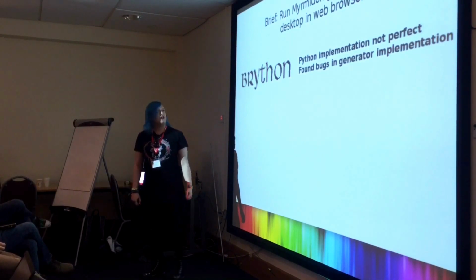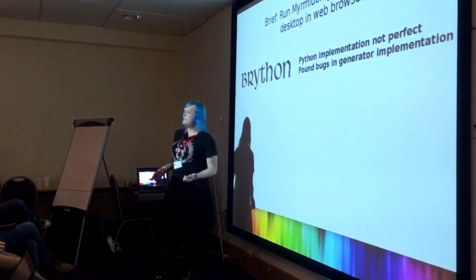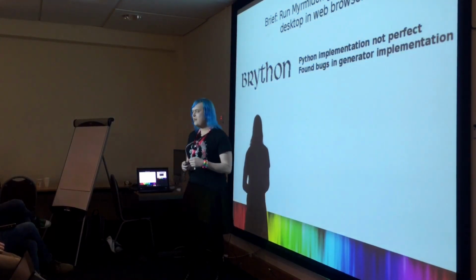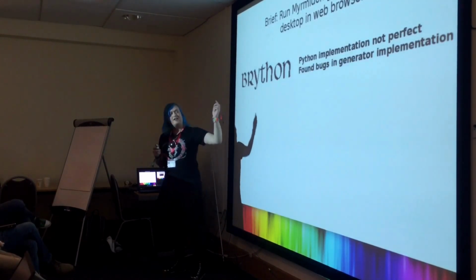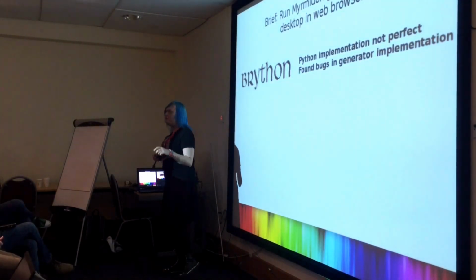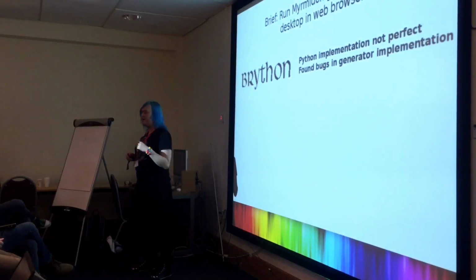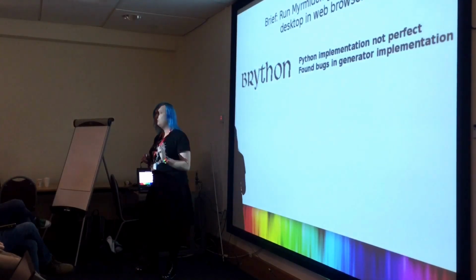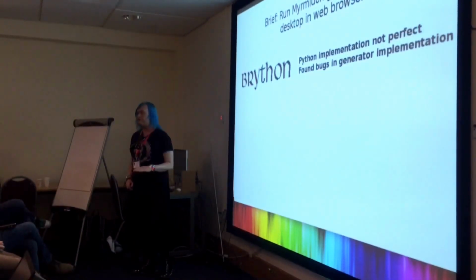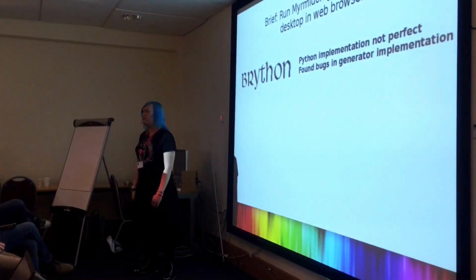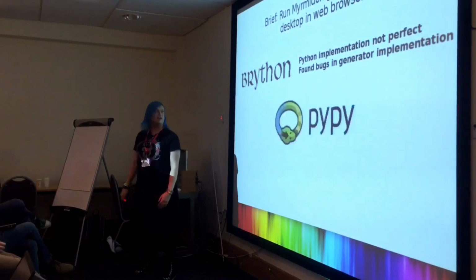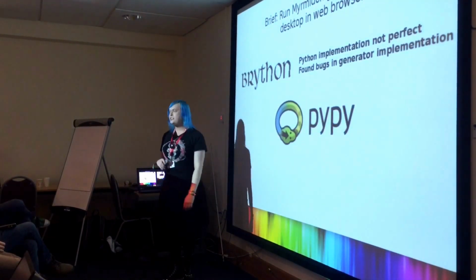So first I looked at Brython, and Brython is a re-implementation of Python in JavaScript, and it's pretty cool. It runs really fast, and I quite like it, but the Python implementation is not perfect CPython at all. In fact, it has so many differences with normal Python, it was a no-go for us. And in fact, we also found bugs in the way the generator worked, so we were just scared of it after that. Then I eventually found PyPy.js.